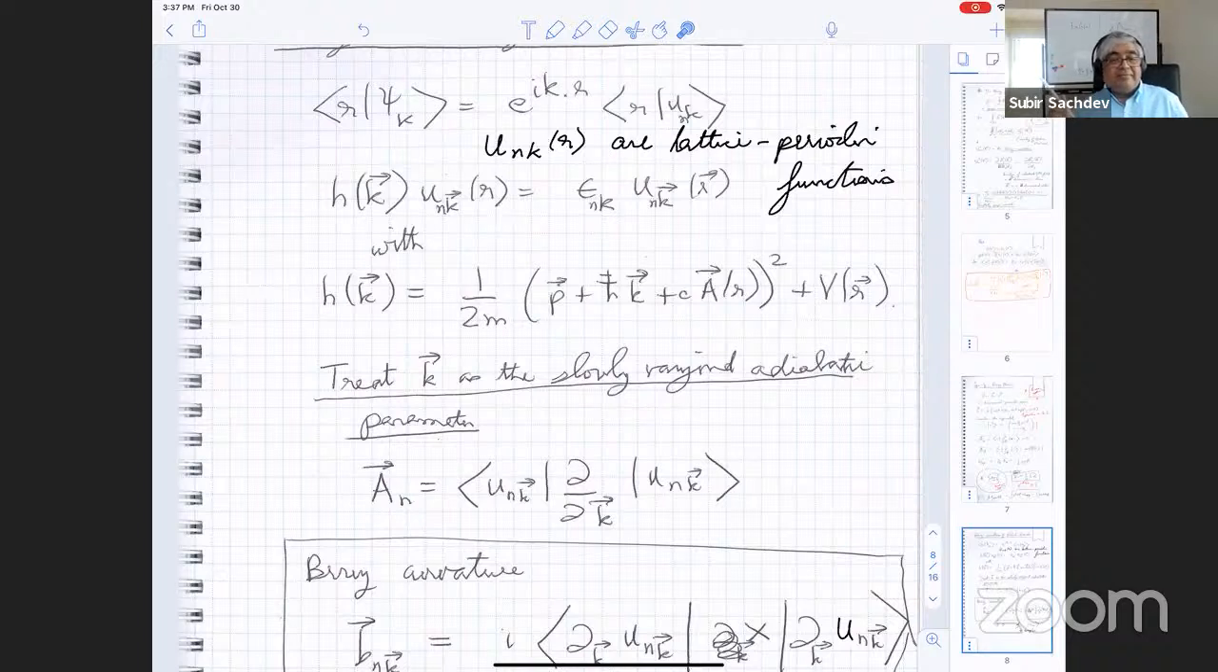Okay. And if you start with the original Hamiltonian, then the equation determining u_n of k is just the Schrodinger equation here: H times u is epsilon times u. And because you shifted the momentum by k, H of k has an extra k in here. So this is the periodic potential. I also added an external magnetic field if you wanted to. p is, of course, always h bar over i grad.